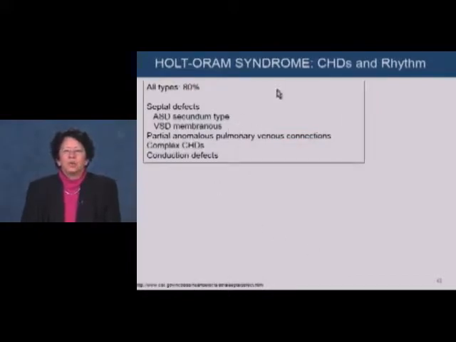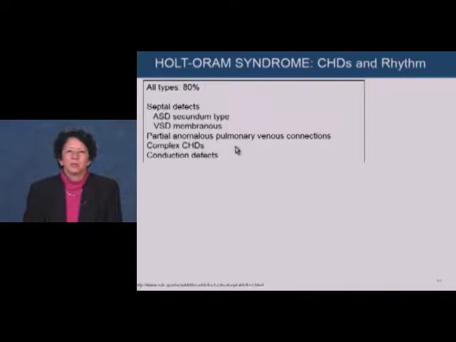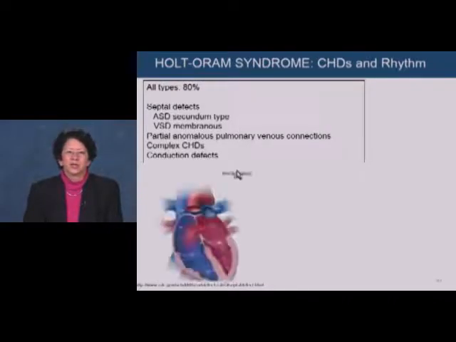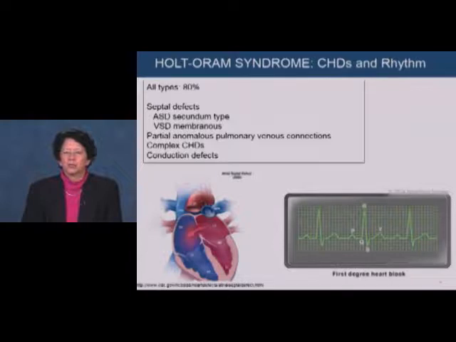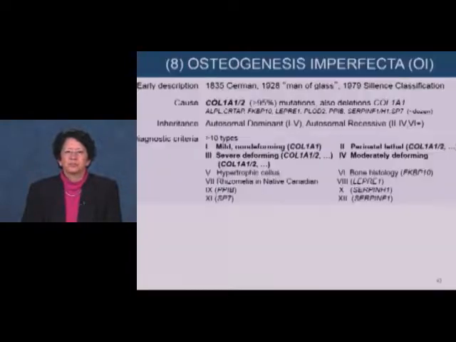So Holt-Oram syndrome can result in both structural heart defects as well as rhythm problems. About 80% have some type of heart defect: septal defects, ASD secundum, membranous, also muscular, partial anomalous pulmonary venous return, complex heart defects, and conduction defects. And this is just a little diagram of a pretty typical ASD secundum in the mid portion of the septum, and just a reminder to think about the heart defect and the conduction defect, which is a first-degree heart block, so prolongation of the PR interval.